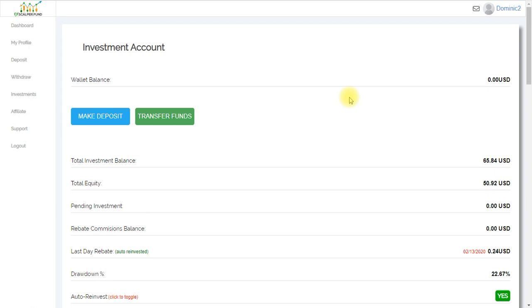All right. So basically, how this FX Scalper Fund works is they actually have what's called an MT4. You can get more information on that if you want to go over to their Telegram group. I'll leave that Telegram link in the description below the video.